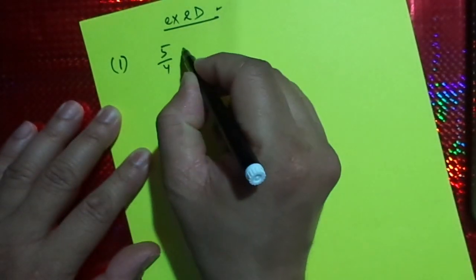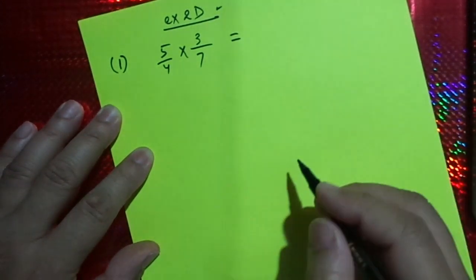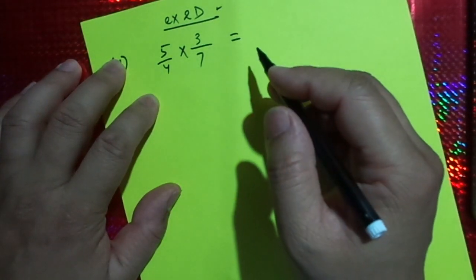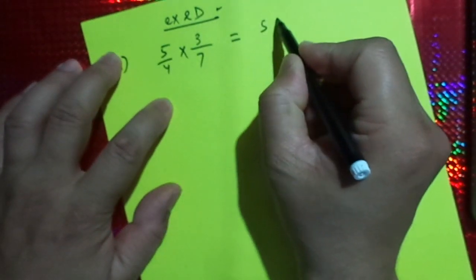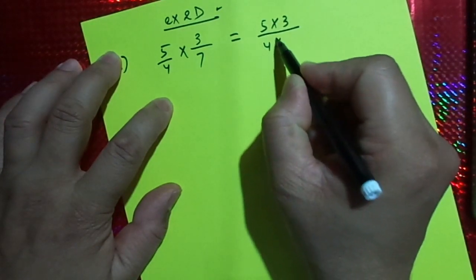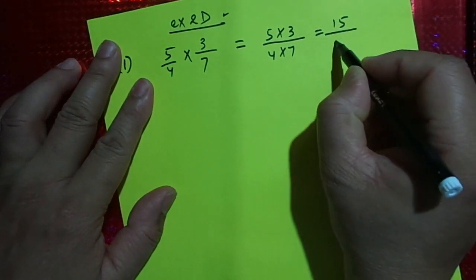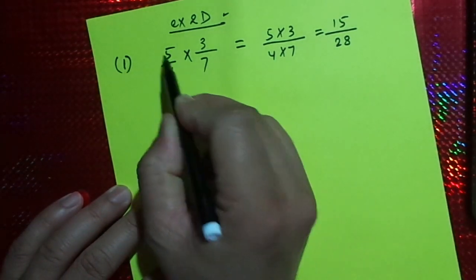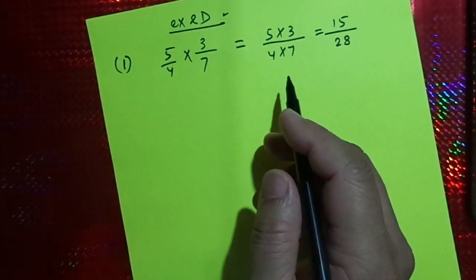For example, when you have, my dear, 5 by 4 multiplied by 3 by 7, here you need to follow a rule of cancellation. If not, then you need to multiply the numerators, 5 into 3, and 4 into 7, which comes to 15 by 28. Why? Because I see that the numbers cannot cancel. Only a numerator can be cancelled with a denominator by only one number.